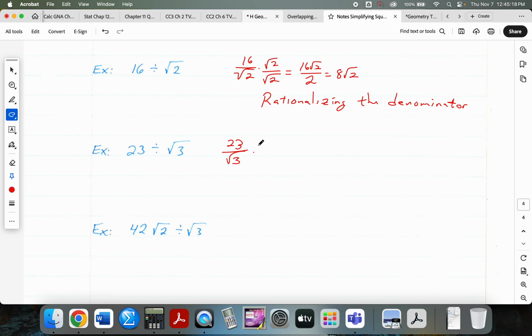So to rationalize the denominator here, we'll multiply by the square root of 3 over the square root of 3. That'll be 23 square roots of 3 over 3. And 3 won't divide evenly into 23, will it? So I'm done. We don't have to make it a decimal or another fraction or a mixed number? No. We'll just leave it in fractional form.